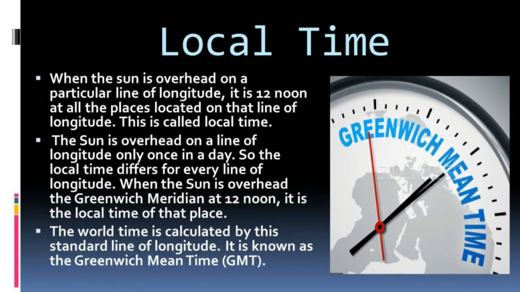Local time. When the sun is overhead on a particular line of longitude, it is 12 noon at all the places located on that line of longitude. This is called local time. The sun is overhead on a line of longitude only once in a day. So the local time differs for every line of longitude. When the sun is overhead the Greenwich Meridian at 12 noon, it is the local time of that place. The world time is calculated by this standard line of longitude. It is known as the Greenwich Mean Time, that is GMT.